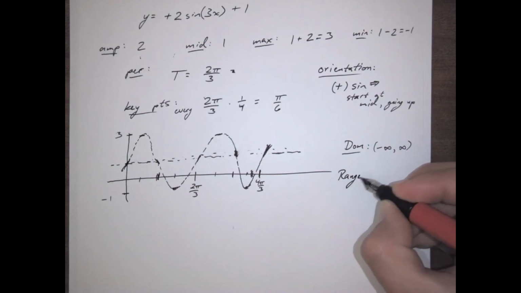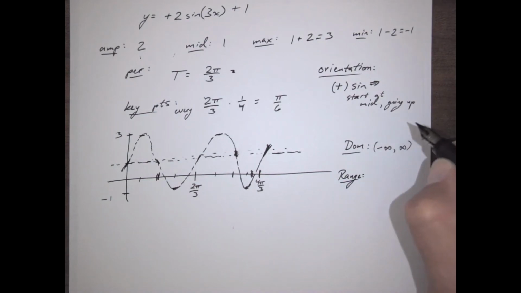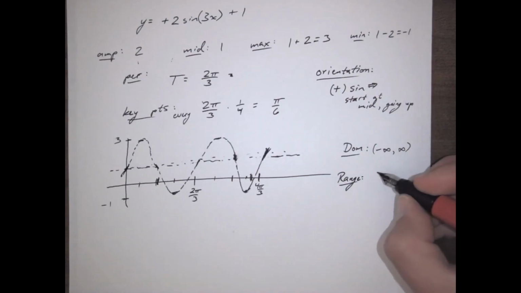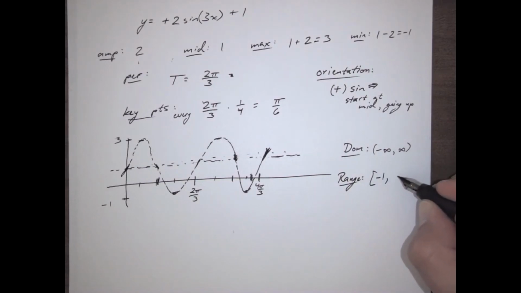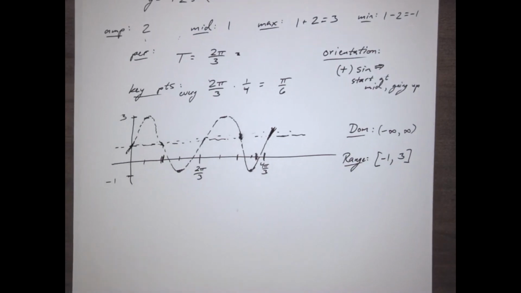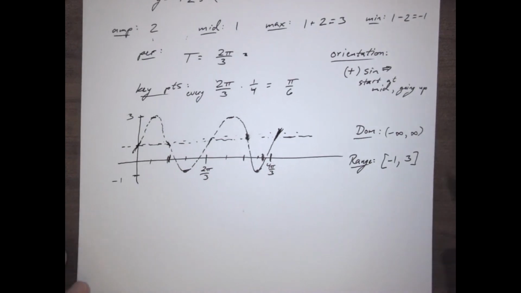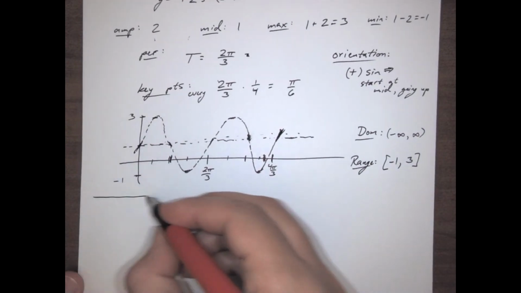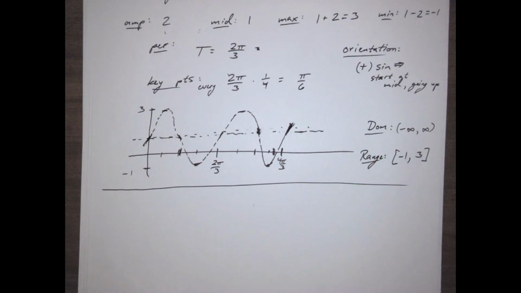Now, as for the range, that's a question of how far it goes in the y direction. It goes from a minimum y value of -1 to a maximum y value of +3. Those are the limits of the range of the function, the maximum and minimum y values. Okay, so that's how we draw these things by hand.